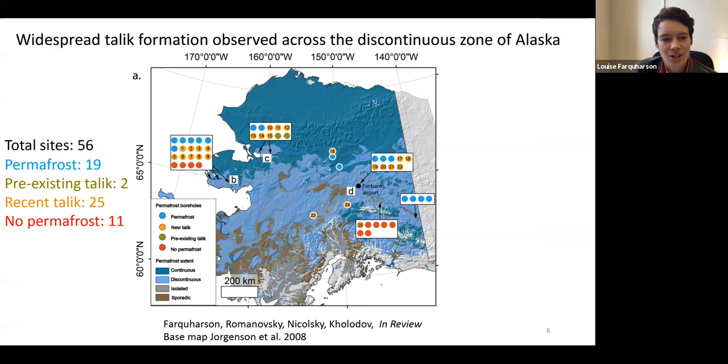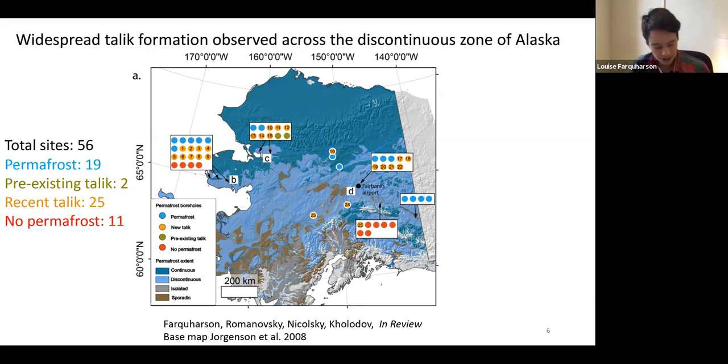Each dot basically represents a different borehole, and the color of each borehole corresponds to its current thermal state. The blue sites are where we still have permafrost. The gray, the browny green sites, there are two of those where we had pre-existing taliks from the start of our observation period. And the orange dots show where we have recent talik formation: 25 of these sites out of 56, and then 11 sites where we had no permafrost.